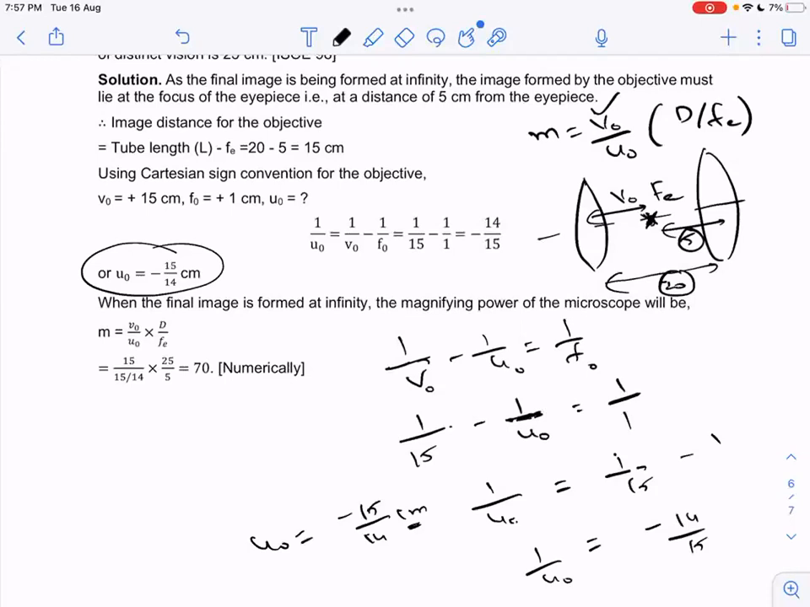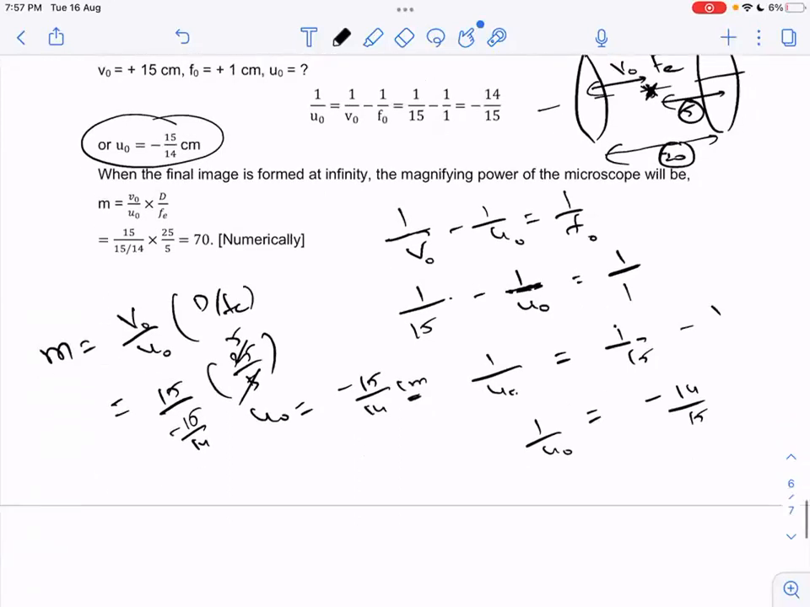Then magnifying power will be V naught divided by U naught into D divided by Fe. V naught is 15, U naught is minus 15 by 14, into D is 25, Fe is 5. So the 5 cancels, and it will be minus 70. So the magnification produced in this scenario is going to be minus 70, and the negative sign indicates that it is an inverted image.